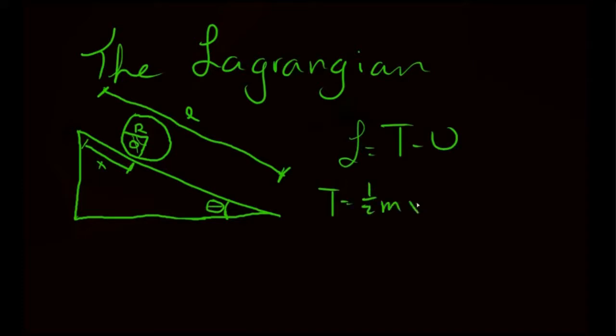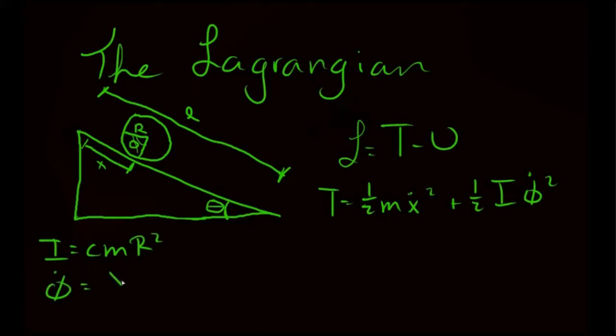The kinetic energy in this situation has two parts, translational kinetic energy and rotational kinetic energy, and needs to be written as T equals 1/2 m x dot squared plus 1/2 I phi dot squared, where I is the moment of inertia of the object and is equal to c m r squared, where c is a constant associated with the object. Also, phi dot is the angular velocity and can be written as x dot over r. So, the kinetic energy equation becomes T equals 1/2 m x dot squared plus 1/2 c m x dot squared.